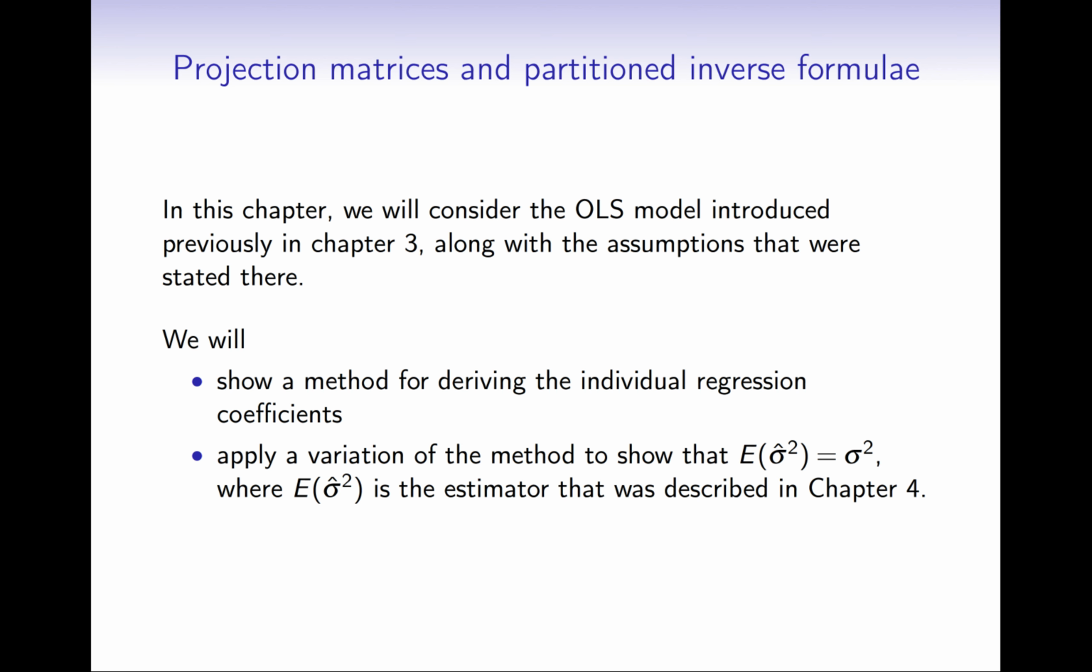First, I'll show you a method for deriving the individual regression coefficients. For example, if you have two coefficients, beta 1 and beta 2, remember before we could just get beta hat equals X prime X inverse X prime y, and we got all the betas together. Now I'll show you a different method where you actually get the separate betas using separate equations. And then second, we will apply some of the techniques we use here to show that the estimator for sigma squared that we looked at previously is unbiased.